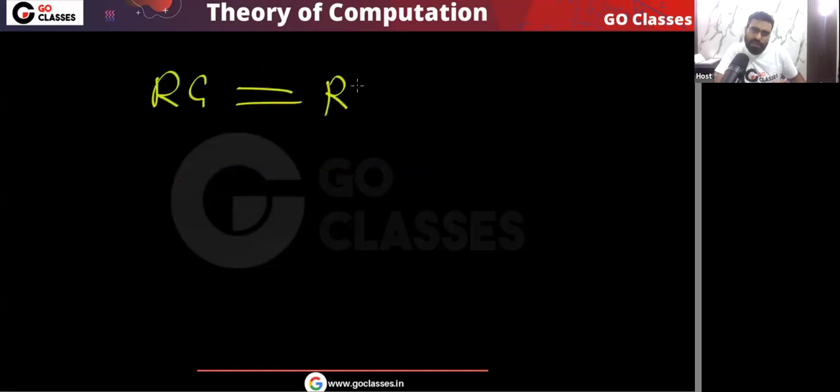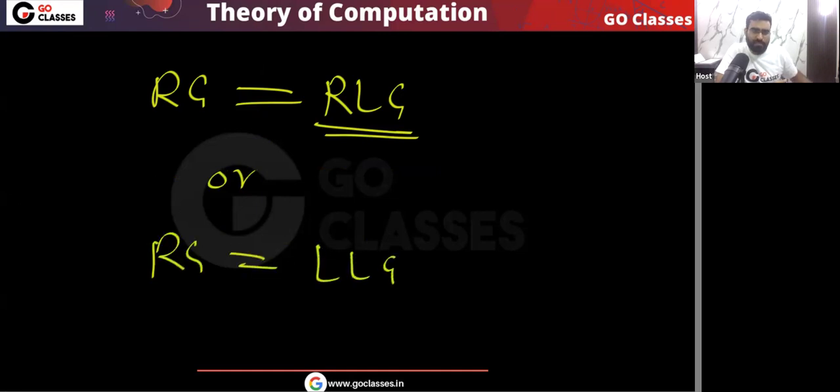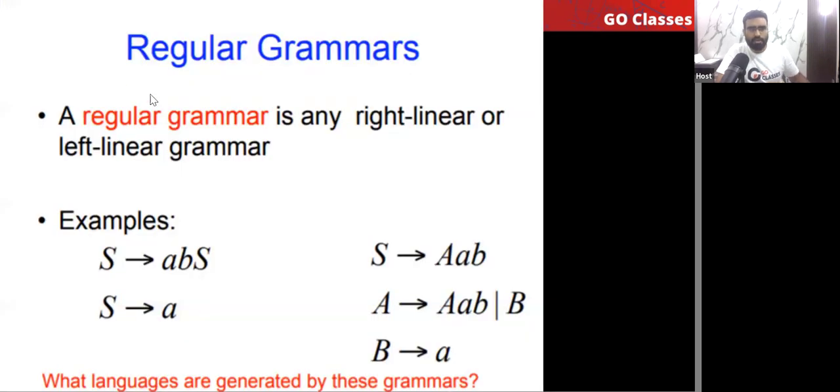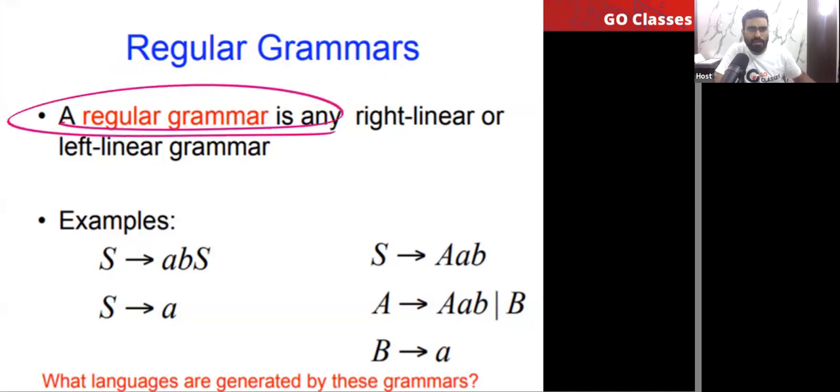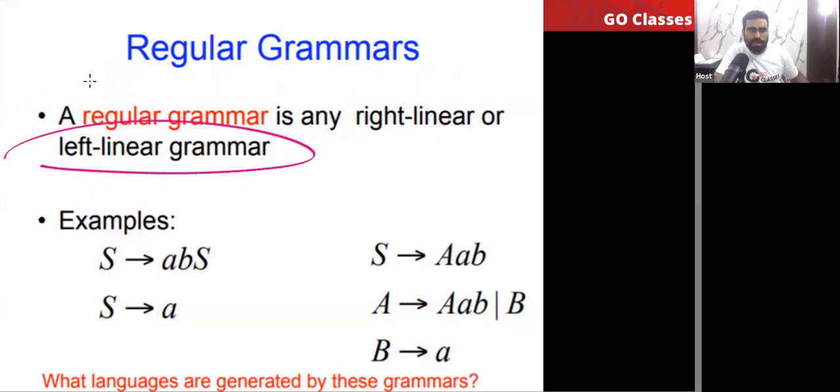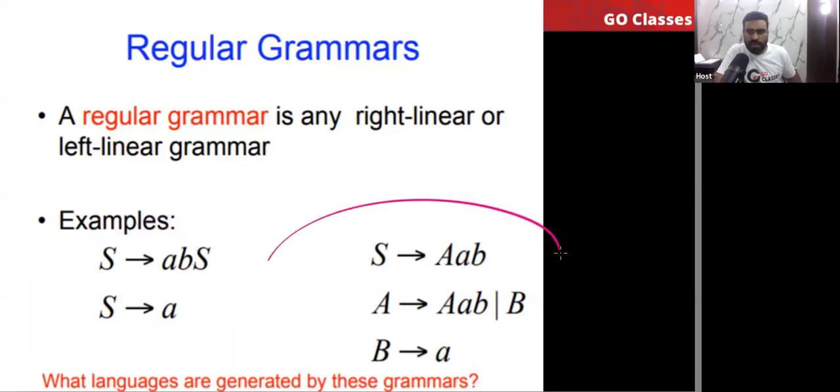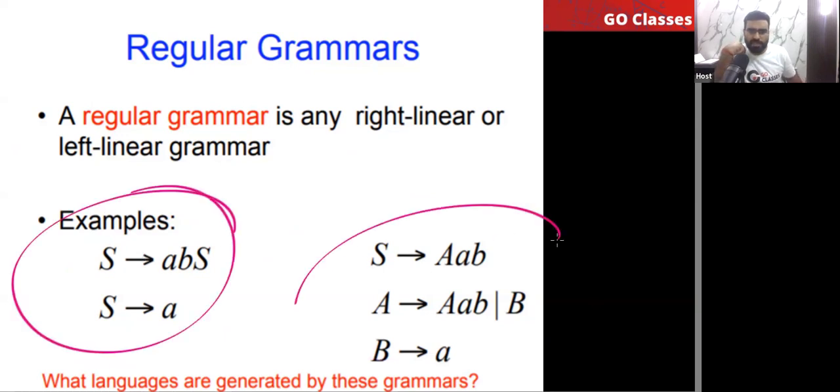So just remember that in a regular grammar you cannot mix right linear production and left linear production. What is a regular grammar? Either it is fully right linear grammar, or it is fully left linear grammar. So regular grammar is any right linear grammar or any left linear grammar. Here you can notice this is a right linear grammar, and this is a left linear grammar. So this is also a regular grammar, and this is also a regular grammar.